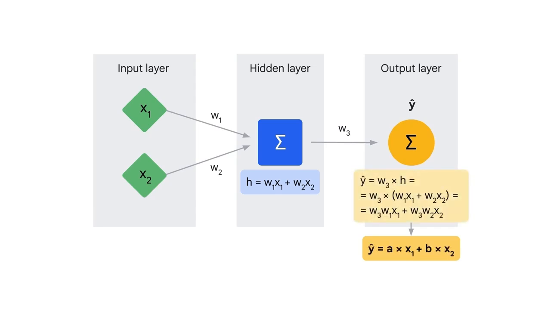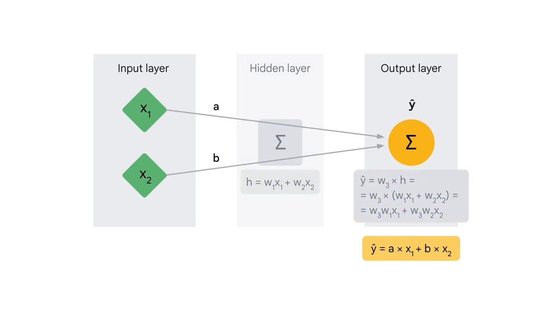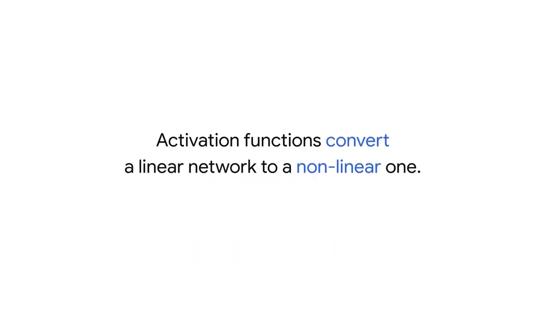The output y hat therefore equals w3 times h, and eventually equals a constant number a times x1 and a constant number b times x2. In other words, the output y is a linear combination of the input x. If y is a linear function of x, you don't need all the hidden layers, but only one input and one output. You might already know that linear models do not perform well when handling comprehensive problems. That's why you must use activation functions to convert a linear network to a nonlinear one.